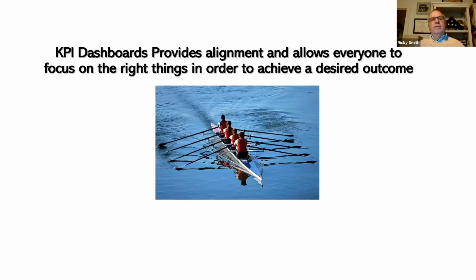So KPI dashboards provide alignment and allow everyone to focus on the right things in order to achieve a desired outcome. You notice I've got these rowers here. They all look in the same direction. They're all focused on the same objective. And that's what we're trying to do: get alignment with everyone. Sometimes that's very difficult, but if you have the right dashboards, people will fall in place.